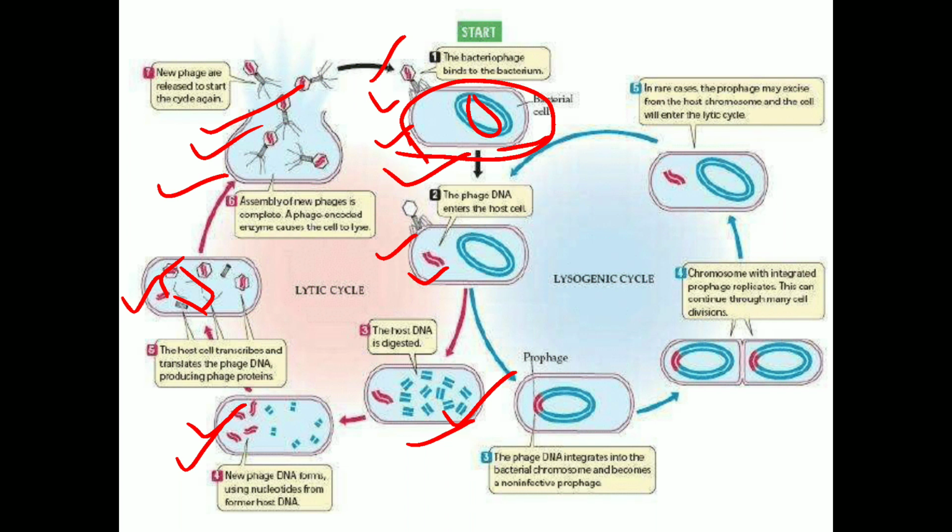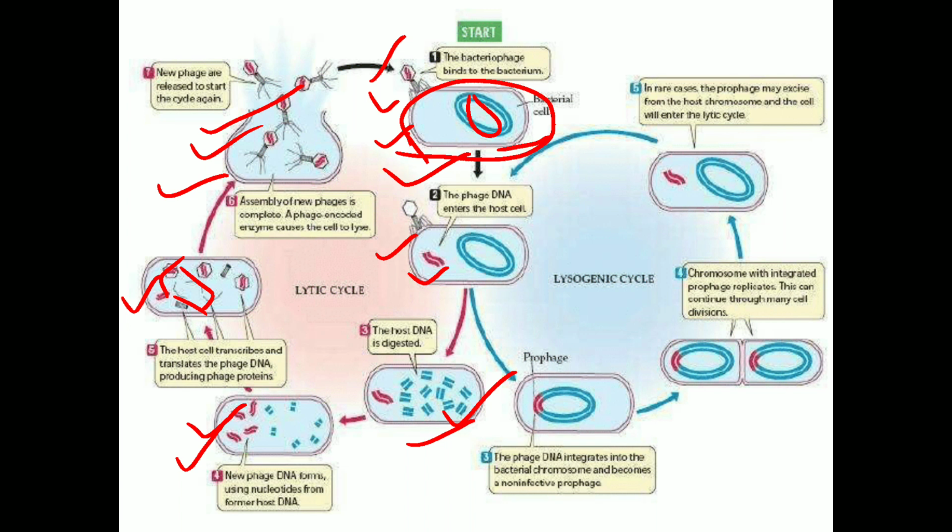and due to the formation of more and more virus particles inside the bacterial cell, the virus particles exert pressure over the cell wall of the bacteria, and due to that the breaking of the cell wall of the bacteria takes place. So the new virus particles are released outside, and again they infect new cells. So this is about the lytic cycle.